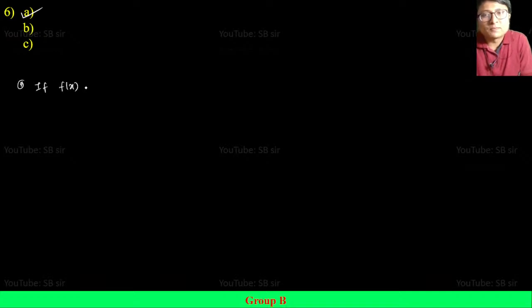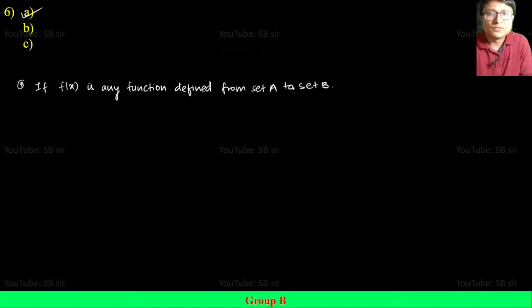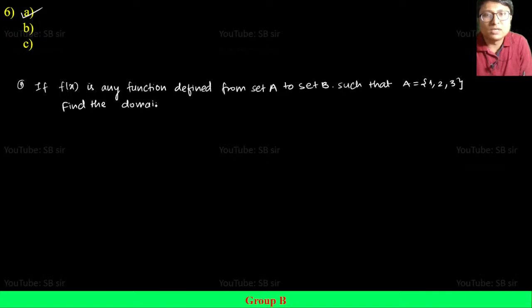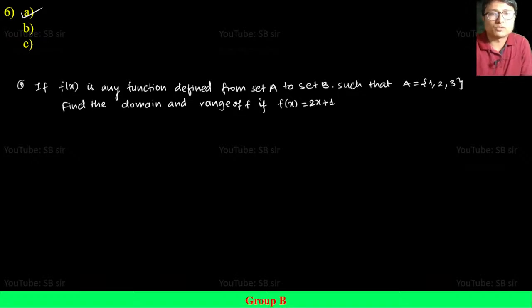if f(x) is any function defined from set A to set B, such that A is equal to {1, 2, 3}, find the domain and range of f, if f(x) is equal to 2x plus 1. So we have a function here.